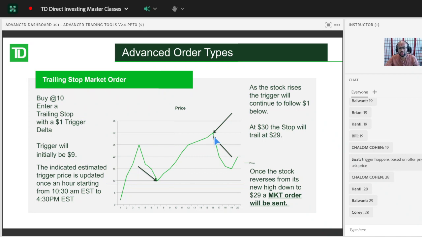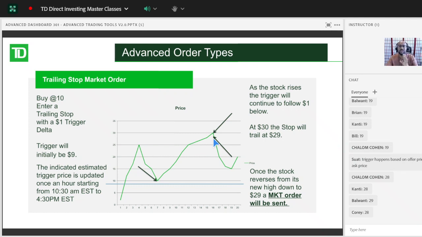So once the stock goes to 29, what's going to happen is the order will get triggered, meaning it'll activate the order and become a market order. And so whatever price is available after it triggers at 29, the stock could slightly go up after that to 29.02, 29.05, or it could fall down to 28.90, 95, who knows?